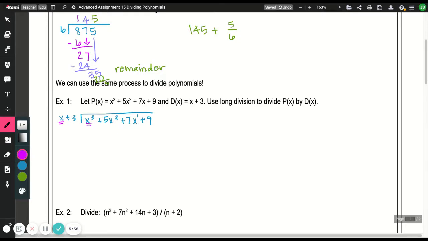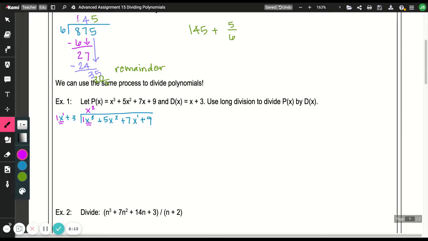What do I multiply x by to get x to the third? Their coefficients are both 1, right? So I don't need to multiply by a coefficient. This is x to the first. This is x to the third. I need 2 more x's. I need an x squared, because x to the first times x to the second, when you're multiplying, you add exponents. So x to the first times x to the second equals x to the third.